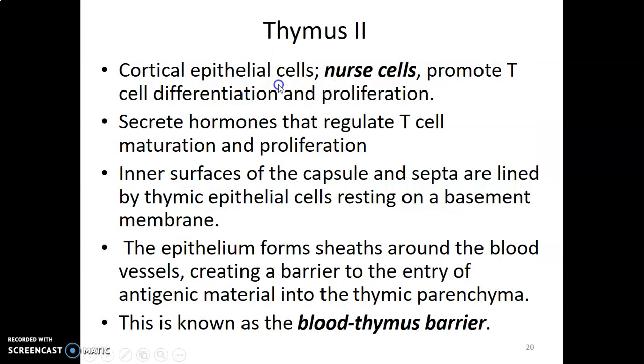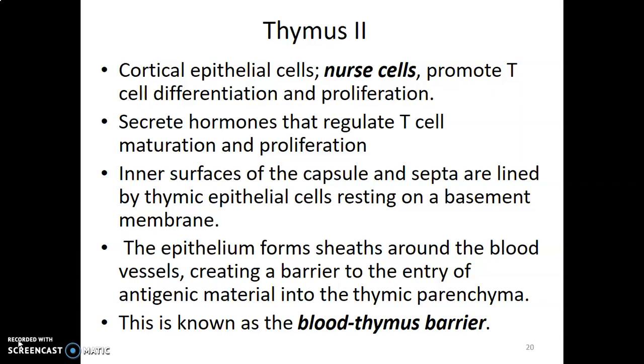Within the cortex, we have the cortical epithelial cells, which are also called the nurse cells. We said they provide mechanical support for the lymphocytes and also promote T cell differentiation and proliferation. These nurse cells also secrete hormones that regulate T cell maturation and proliferation. So the thymus has two cells, the T cells and the nurse cells. The nurse cells provide support, they promote T cell differentiation and proliferation, and they produce hormones that regulate T cell maturation and proliferation.